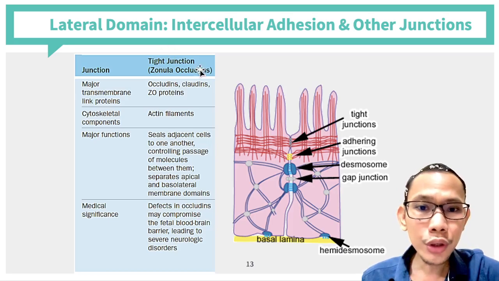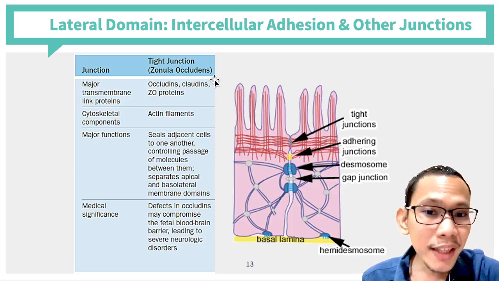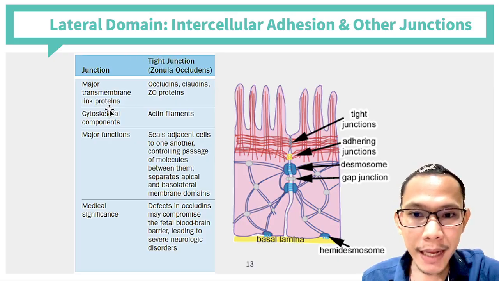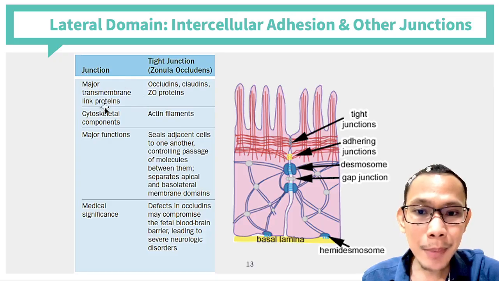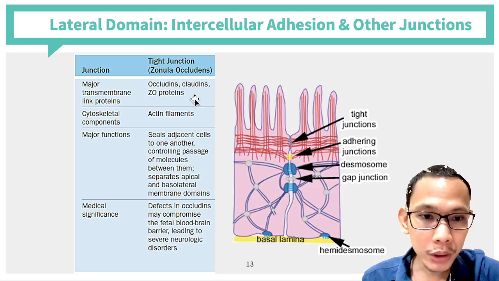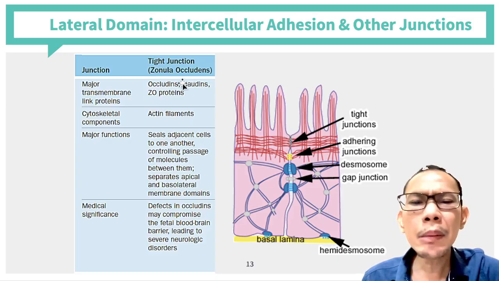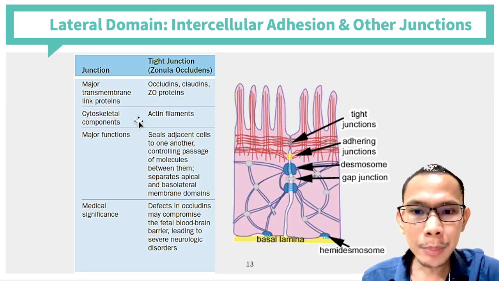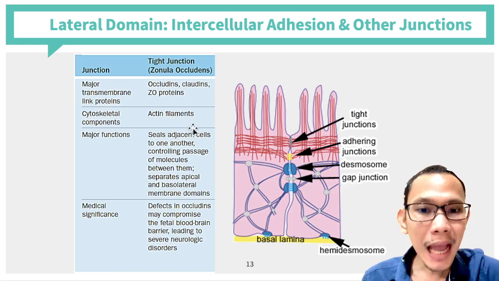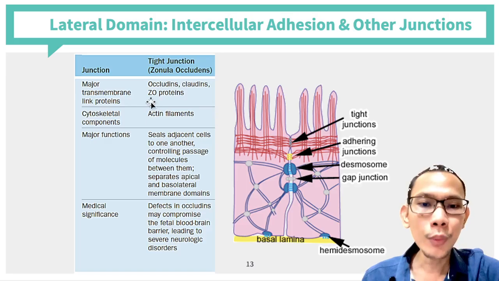When I say tight junction, that refers to your zona occludens. They are just similar: zona occludens or your tight junctions. And please take note, what will be the major transmembrane proteins? That's going to be occludin, claudin, and your ZO protein. Again, this portion here is your tight junction. The major transmembrane proteins: occludin and claudins. Just remember occludin and claudins. What will be the cytoskeletal component? Remember, actin filaments. Of course, you have done discussing the cytoskeleton, your actin, myosin, so you're familiar with actin filaments.